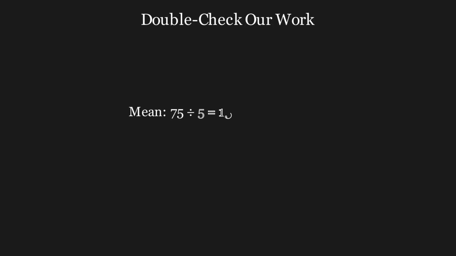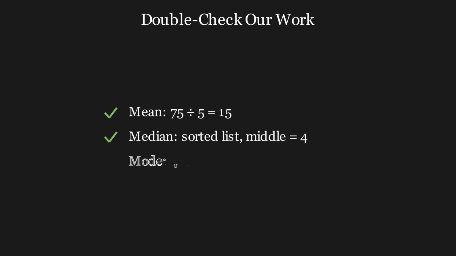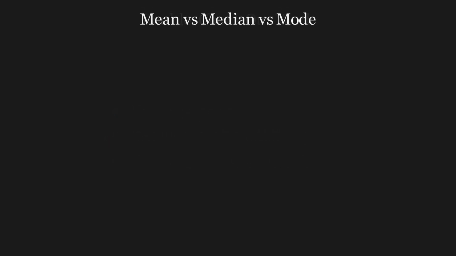Let's double-check we did each one right. Mean. The sum was 75. We had 5 friends, and 75 divided by 5 really is 15. Median. The sorted list was 2, 4, 4, 5, 60, and 4 sits exactly in the middle with 2 numbers on either side. Mode. 4 appeared twice while every other number appeared once. So 4 is the most frequent.